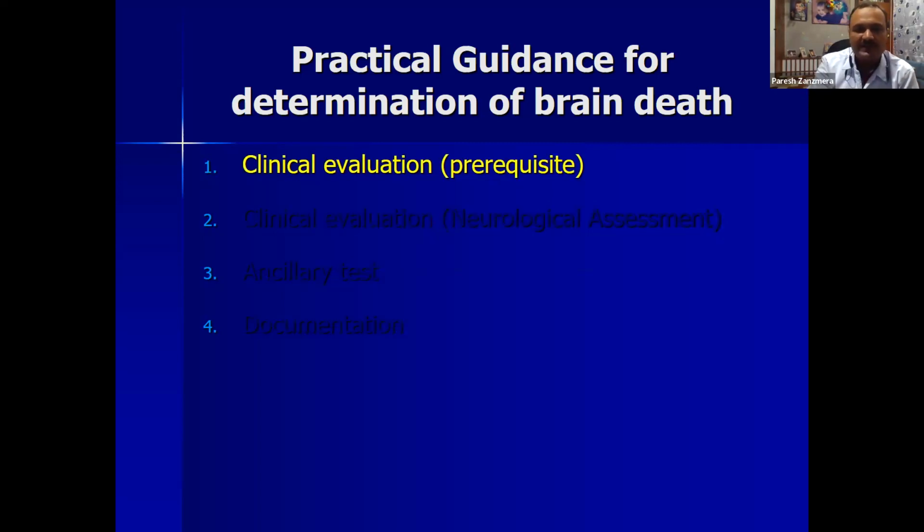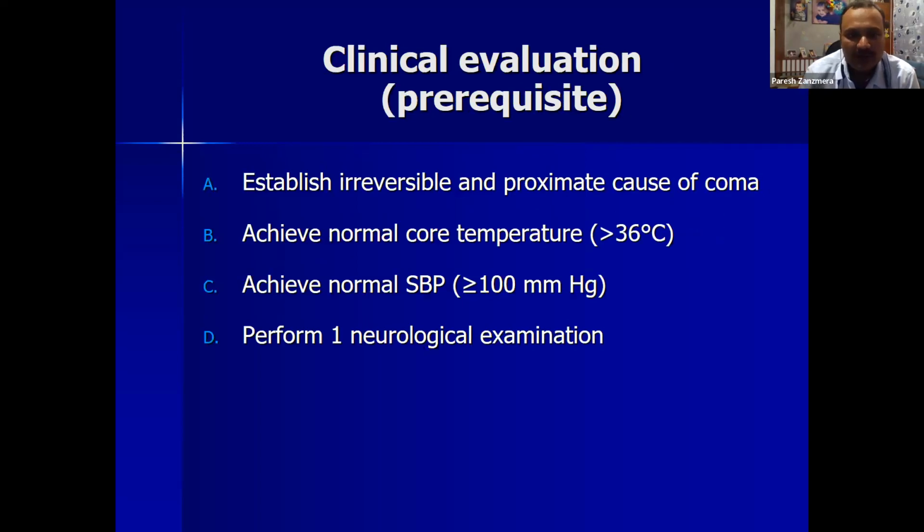So what are the prerequisites? I already told that the insult should be irreversible. Anything which is reversible, please do not entertain any discussion of brain death either with the patient or in front of the relatives, because this timing is very critical to discuss anything about brain death. And there should be an irreversible cause of the coma.